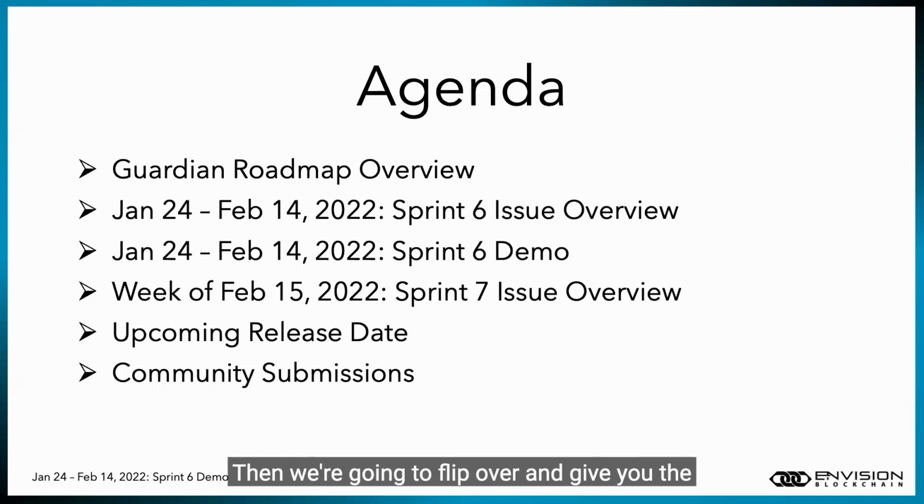Then we're going to flip over and give you the demo of the issues that we solved in Sprint 6. And then also we're going to be looking ahead as of the week of February 15th, which is actually today, the date of this recording. We're going to be taking a look at what issues we're going to be tackling in Sprint 7. And we're also going to be talking about the release that just happened and also the next upcoming release. And we're also going to be giving you some of the ways that you can submit either bugs or policy requests through various different channels.